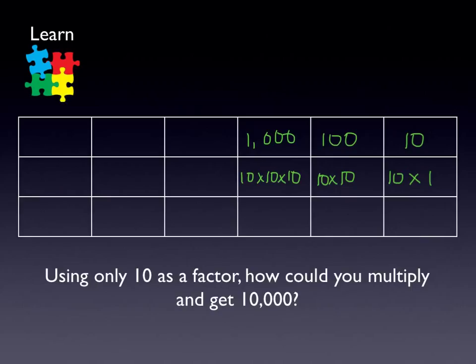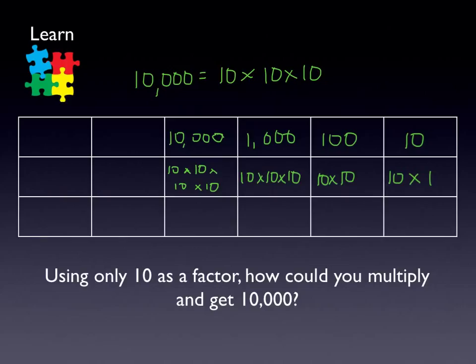Now, using what we did in the last slide, if we're only using 10 as a factor, how could you multiply to get to 10,000? Well, if 1,000 was 10 times 10 times 10, then 10,000 would be 10 times 10 times 10 times 10. Those boxes aren't big enough. So how many zeros are in our product 10,000? If we count them up, 1, 2, 3, 4, there are 4 zeros.